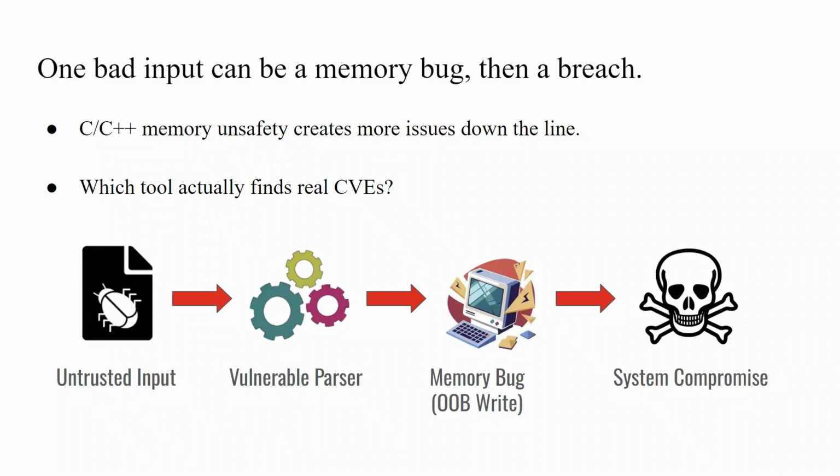A lot of memory bugs in C and C++ are a big problem because the language trusts the programmer to deal with raw pointers and memory management. And while it's great, it gives a lot of flexibility. You can write efficient code. It also means it's a lot easier to write unsafe code.